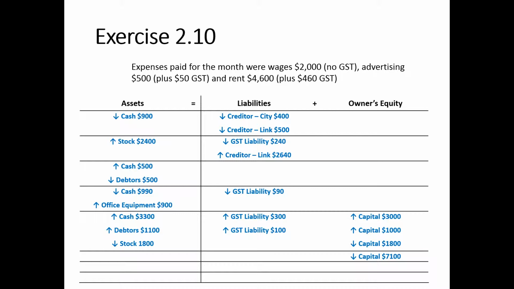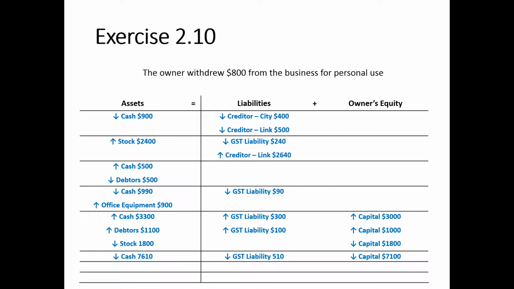We're going to look for the GST, so we've got GST now on advertising and rent. That's a total of $510, so that'll decrease our liability to the government. And therefore, it says these were paid, so cash must have gone down $7,610, which is the total of the GST and the expenses. The owner withdrew $800 for personal use, so cash will go down, and so will owner's equity.